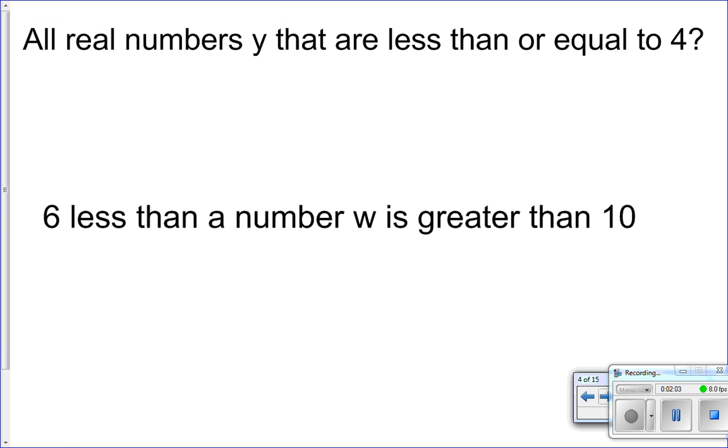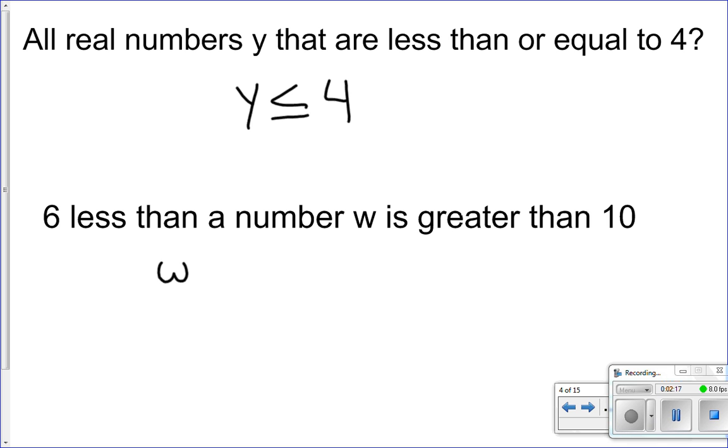Try these two on your own. Pause it if you have to. All real numbers y that are less than or equal to 4. And then 6 less than a number w is greater than 10. Good.